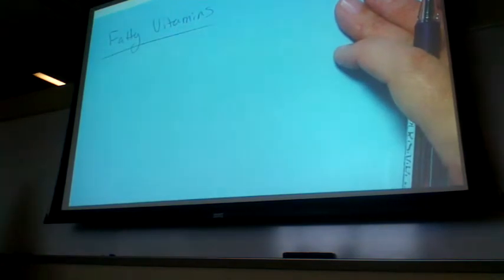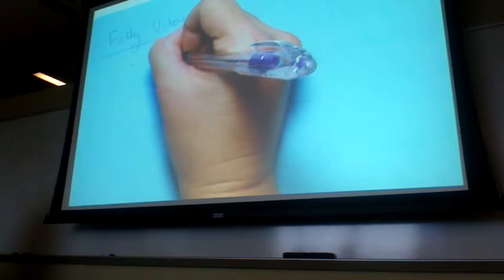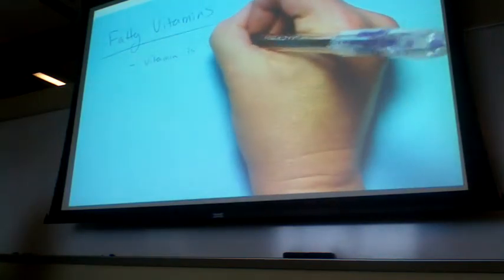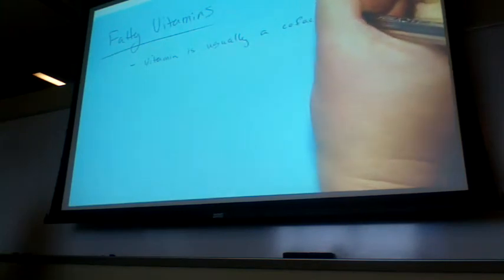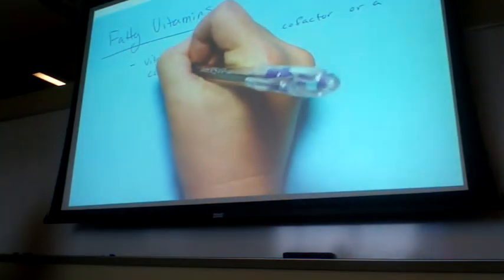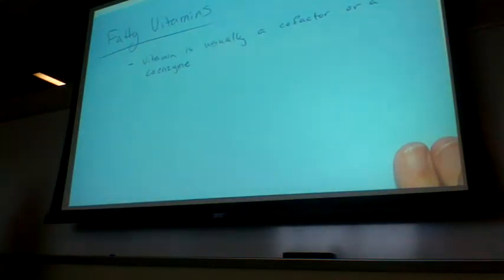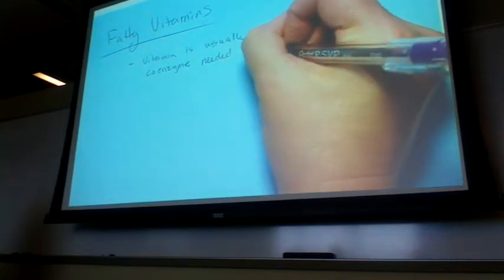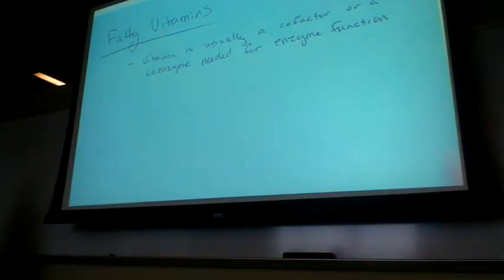You'll see these come back on occasion in second semester, but not very much, so we're not going to spend much time on them. But again, a vitamin is usually a cofactor or a coenzyme, and this definition makes more sense after we talked about chapter 11. Needed for enzyme function. There are essential vitamins that you do have to have in your diet because you can't make them in your cells, and there are non-essential ones that you can synthesize yourself if you've got the right starting materials for it.